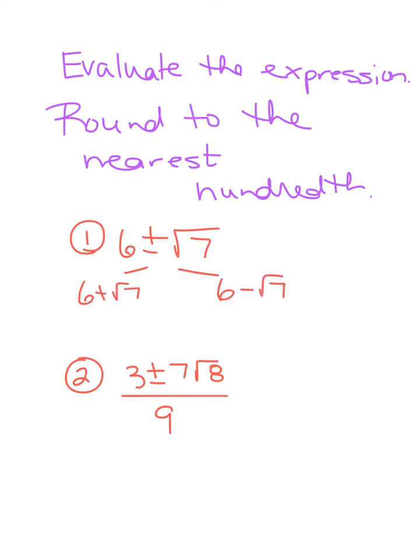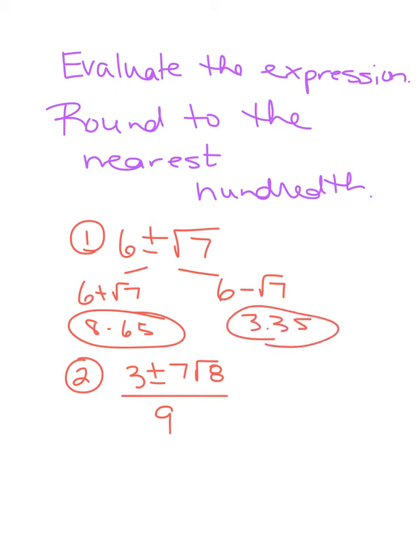Now when you get 6 plus the square root of 7 and you round to the nearest hundredth, you get 8.65. And the second part, 6 minus the square root of 7, you have 3.35. So again, every calculator works slightly differently with the square root, so you just need to make sure you're comfortable with that function on your calculator.